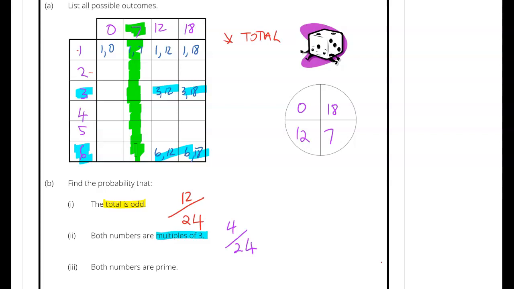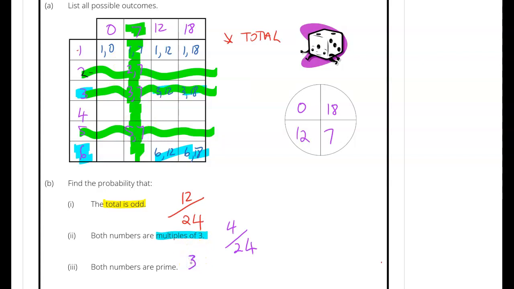1's not prime. 3 and 5. 3's prime. So is 5. What else is prime? 2. So essentially you've got this pair, 2 and 7, 3 and 7, 5 and 7. So there's only 3 in which both numbers are prime.